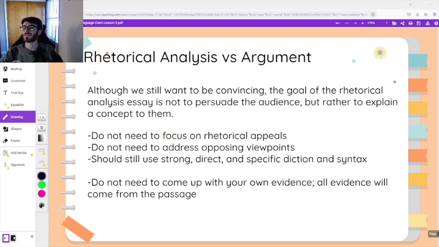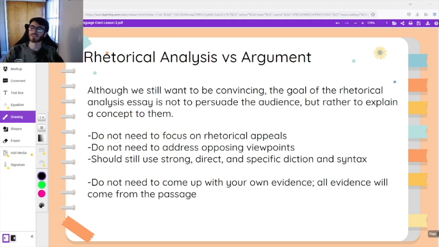You still want to be convincing, though. All right, persuasive and convincing are similar in some ways, but different in other ways. Persuasive is about getting people to agree with you, whereas convincing is about people believing what you say and thinking what you're saying is true. So you want to be convincing, but you don't necessarily need to be persuasive.